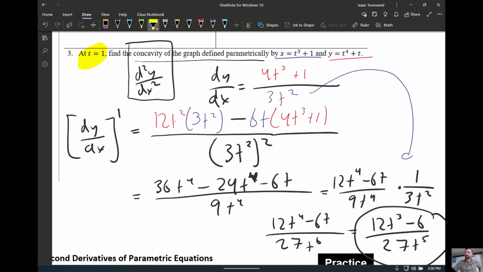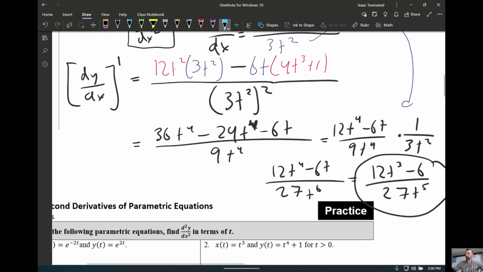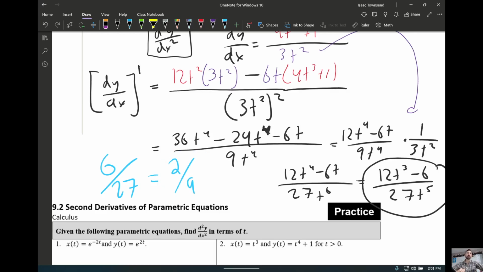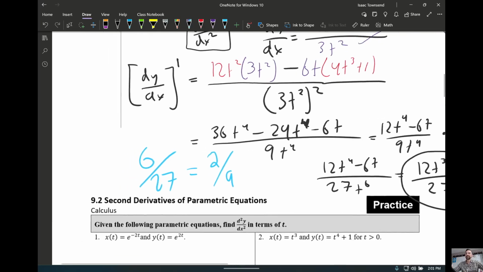So honestly, the second that you have the second derivative down, you don't need to simplify it. You don't need to take time out to simplify it. Just plug 1 into the stuff, and we would get 12 minus 6 over 27 times 1, which is 27. And 6 over 27 reduces to 2 over 9. Okay, 2 over 9 is not the answer either. Just can't give up. Yeah, that's all you need.